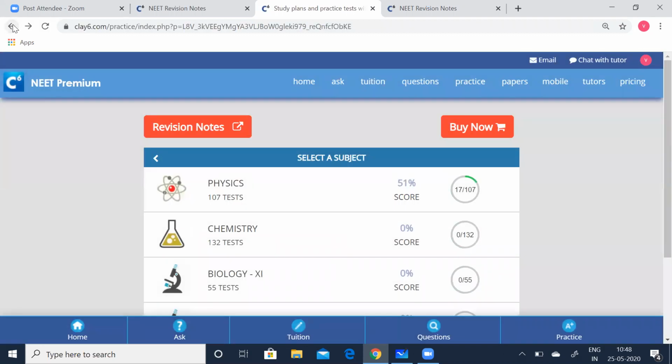If you're not satisfied with the results, you can go to the revision notes, make yourself thorough with all the concepts once again, and then take the test again until you're satisfied with the final results. You can take it any number of times. Likewise, you can take all the tests several times and make yourself thorough with the concepts. So this is really going to be very, very useful for you.